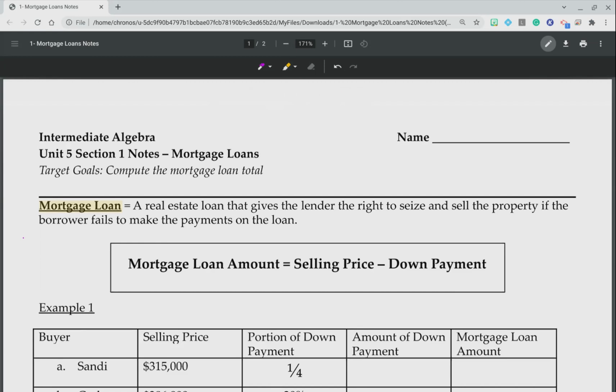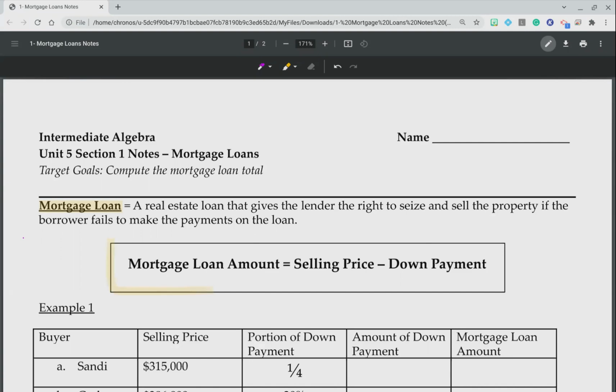Okay, and this is a real estate loan that gives the lender the right to seize and sell the property if the borrower fails to make a payment on the loan. So if you do not make payments on the loan, then whoever lent you the money has the right to seize your property and then resell it.